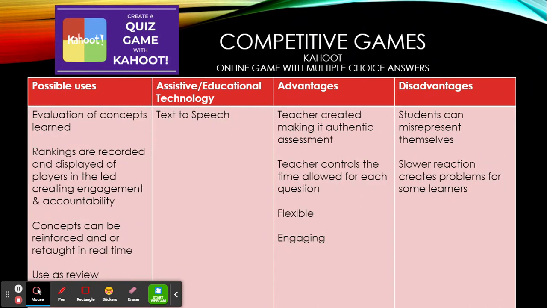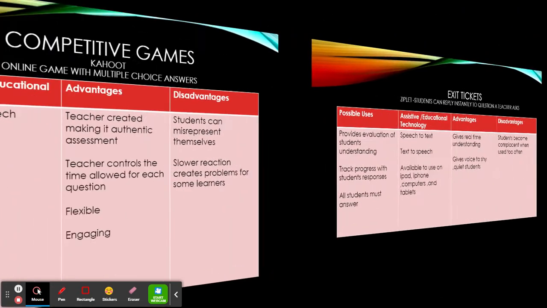The next thing I'd like to talk about is competitive games. There are online games such as Kahoot. It's a great tool for us when we want to check understanding. We also want to have some fun in the classroom. Students can use this numerous different ways. There's also a text to speech feature, and this is very good for checking understanding. The only thing is sometimes it gets a little hectic, and students might not represent themselves accurately.